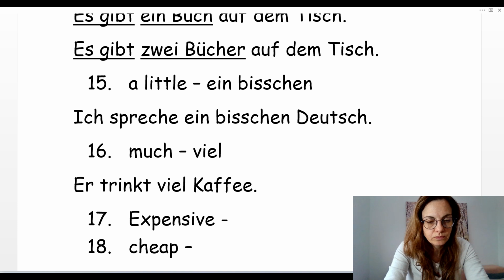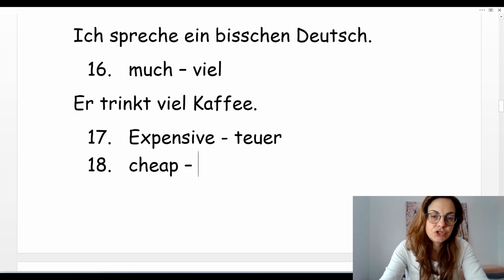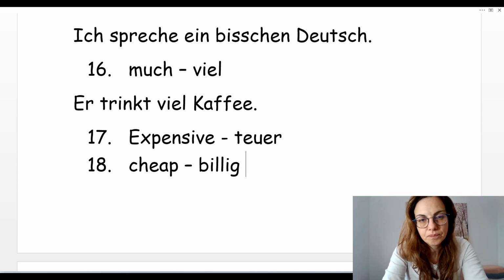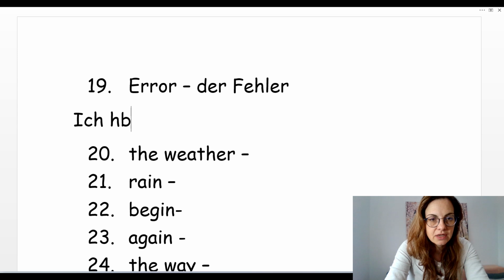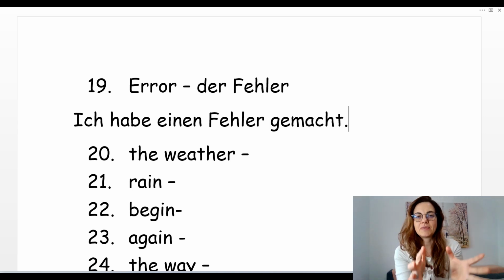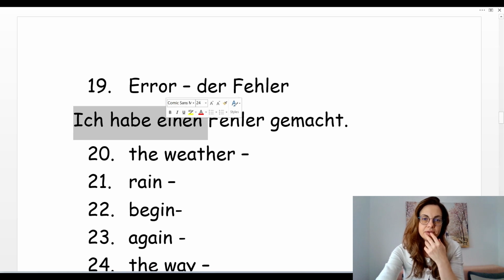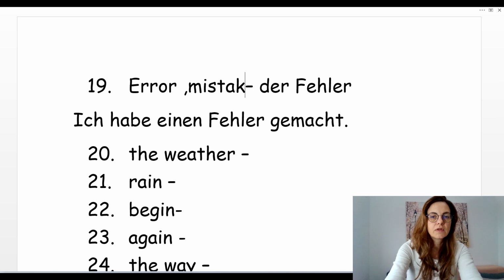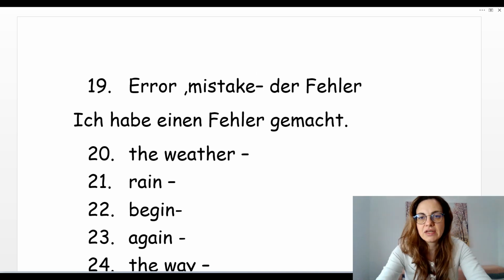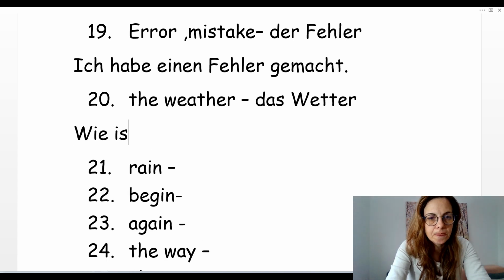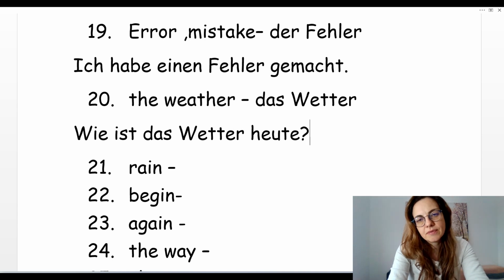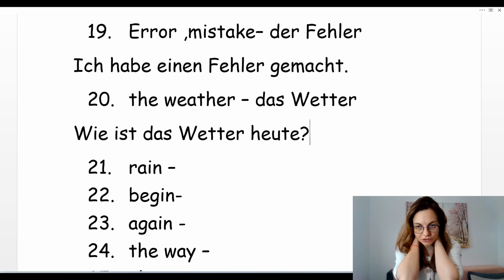Expensive is teuer, and cheap is billig. Teuer, billig. Error or mistake, der Fehler. So, ich habe einen Fehler gemacht. I have made a mistake. Fehler. The weather, das Wetter. Wie ist das Wetter heute? What is the weather like today? How is the weather?